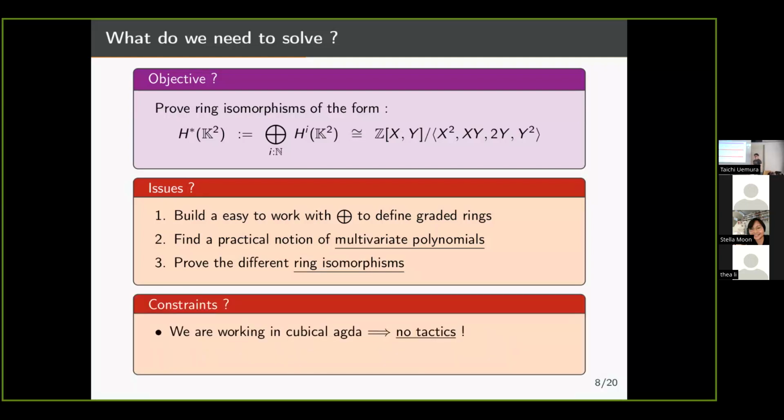Moreover, we have two constraints. We're in Agda, so we don't have tactics. So we can't brute force bureaucratic details using tactics. So we need nice definitions. And we want to stay constructive to preserve computation.